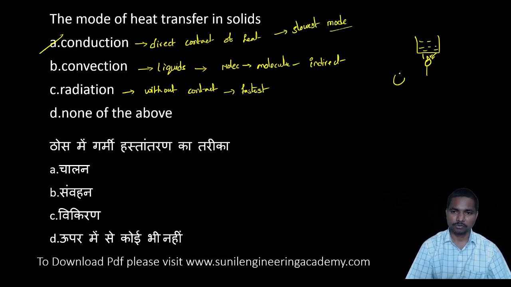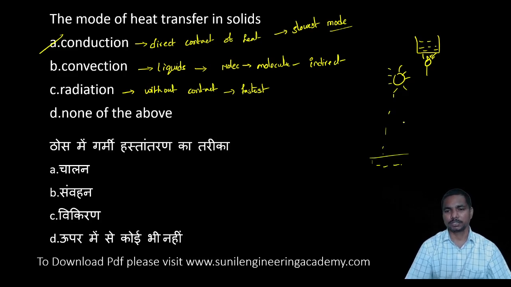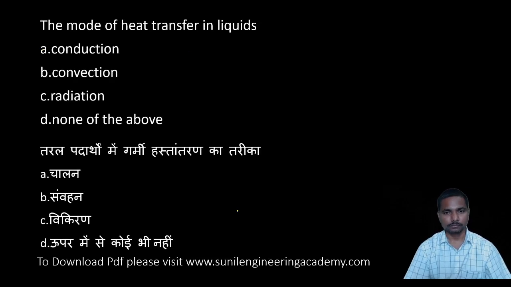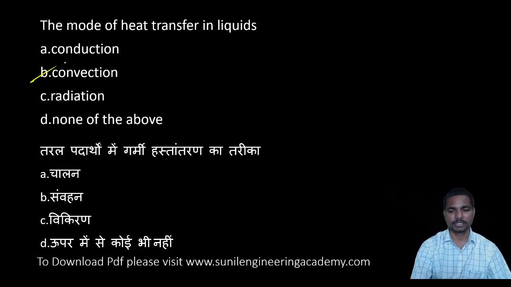Okay, so radiation: we can receive heat energy from the sun even though it is a great distance away, approximately 15 crore kilometers. Still, we are getting the heat through the radiation process. So this mode of heat transfer is the fastest. Here, if you place any object outside in summer, it is heated from every direction through the radiation process. In liquids, convection.